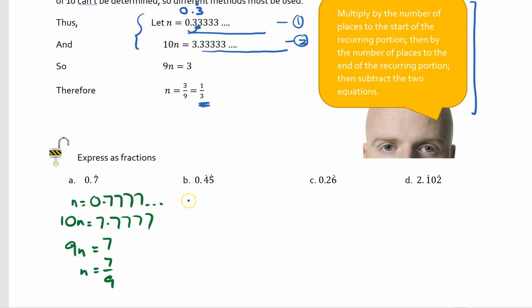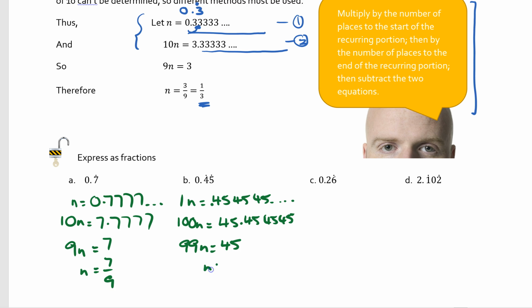0.45 repeater on the other hand, if we let n equal this, we've got 454545 going on and on forever. So one place takes us, that's a point, one place takes us to the start of the recurring decimal, so that's our 1 just here. And then we'd have to multiply by 100 to shift that decimal point 2 places to the right, so that we've covered the recurring section. And now, when we subtract, we'll get 99n equals 45 point all of that stuff minus all of that stuff, so we get 45. So n is 45 on 99.